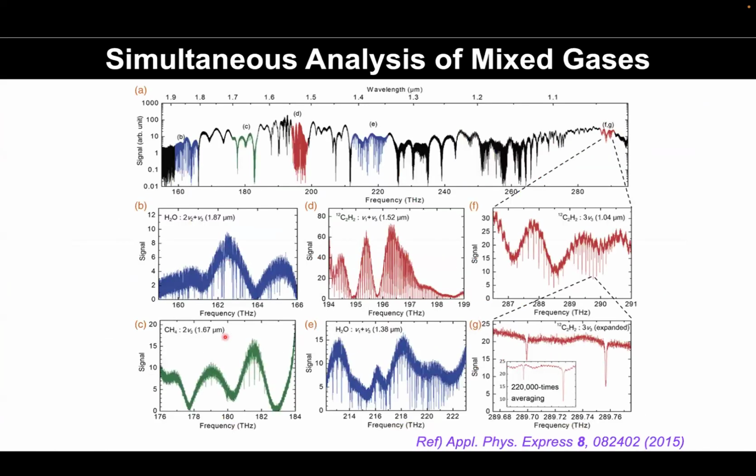Next slide shows an example of simultaneous analysis of mixed gas. Here, gases like water vapor, acetylene, and methane can all be measured in a single shot. Each gas shows a unique absorption feature, and the comb spectra can capture all of them together.